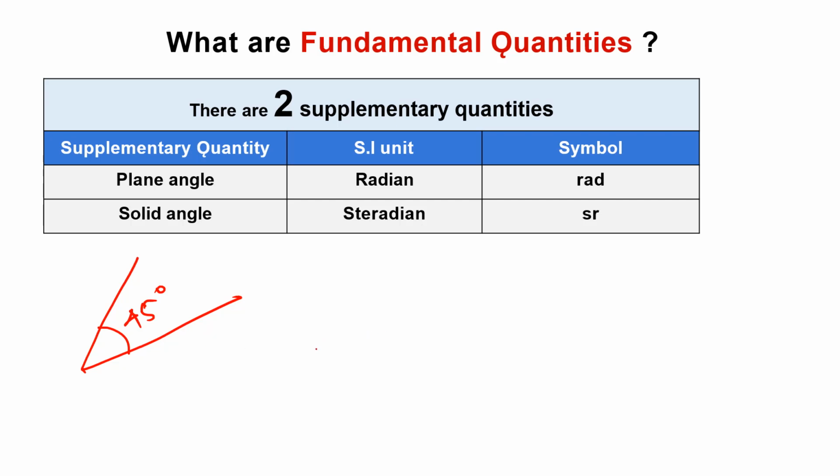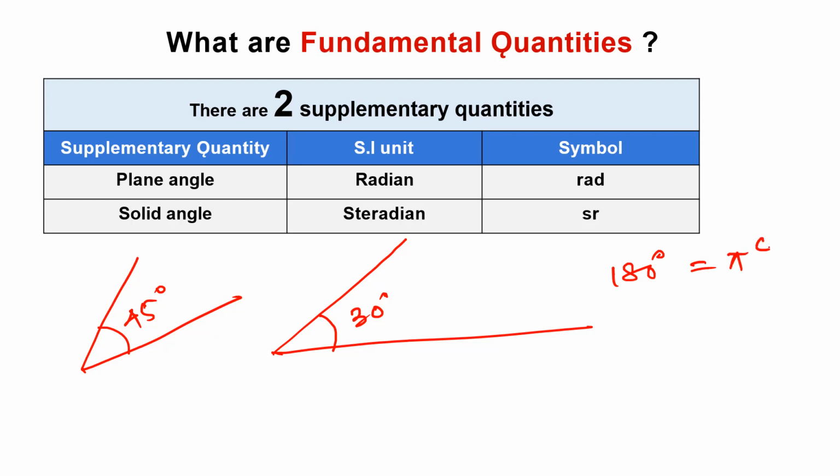Now, if we have to form another plane angle, we just align the two lines and there is an angle between them. Suppose it is 30 degree. Okay. In this way, you can make plane angles and it is measured in radian. Though I have represented them in degree, that is 45 degree, 30 degree, how do we convert them to radian? We know a formula that 180 degree equals pi radian. So 1 degree equals pi by 180.